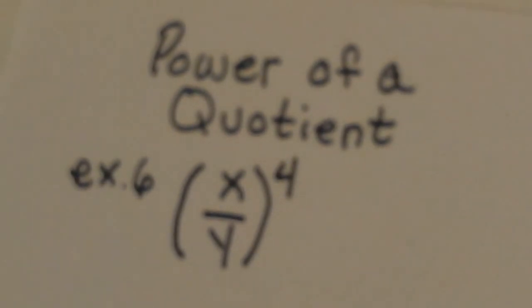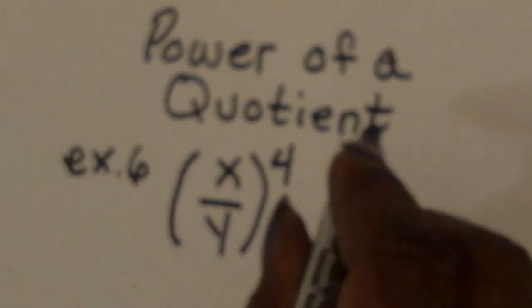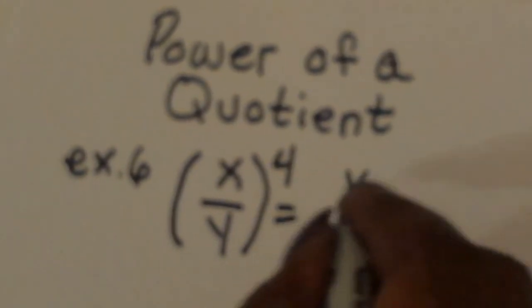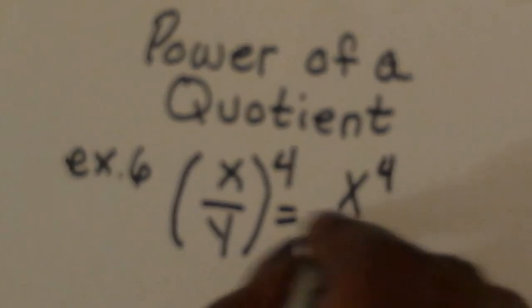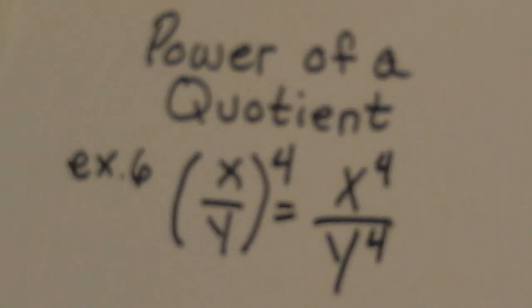Now to do this, all you have to do is raise the numerator to the power and then the denominator to the power. And that's all you have to do. So I have x to the fourth power divided by y to the fourth power. You raise it to the same power. Now, because they're not both x's or both y's, we can't subtract the powers. The answer stays like this. And that's okay.